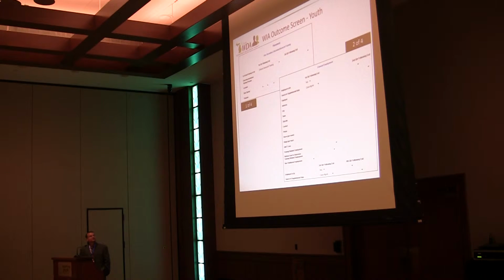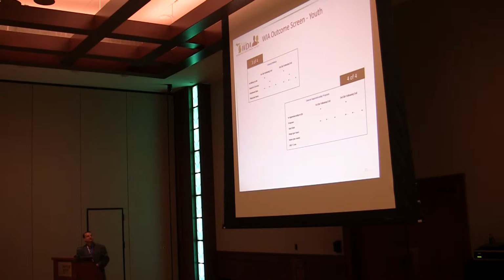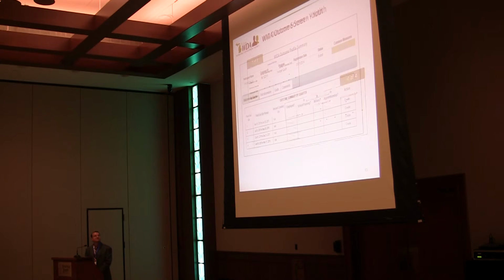Okay, for the outcome screen for youth, for the most part, the change here is going to be for the legacy WIA. We're adding both the second and fourth quarters after exit. Right now, we only collect first and third, as you're familiar with, for any and all of the different components under the outcome screens.